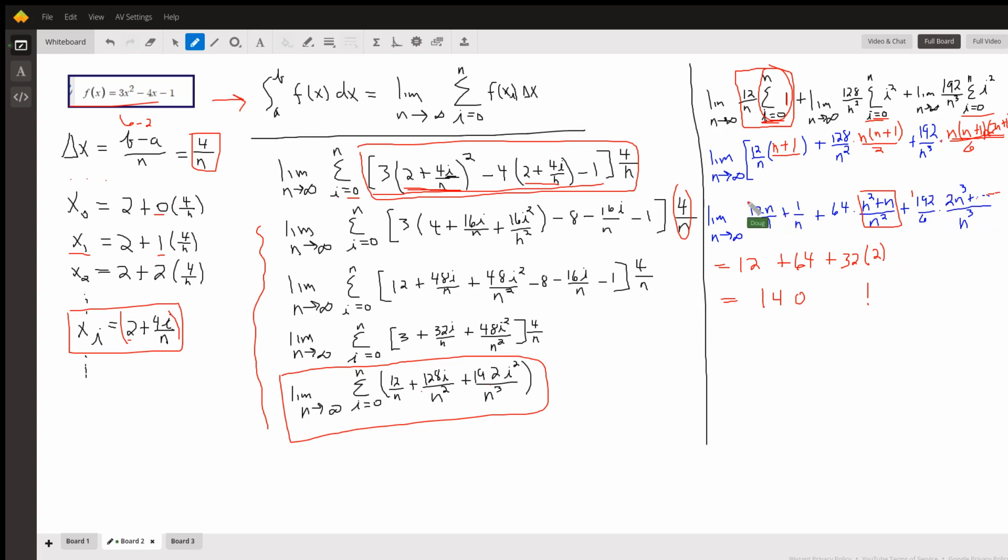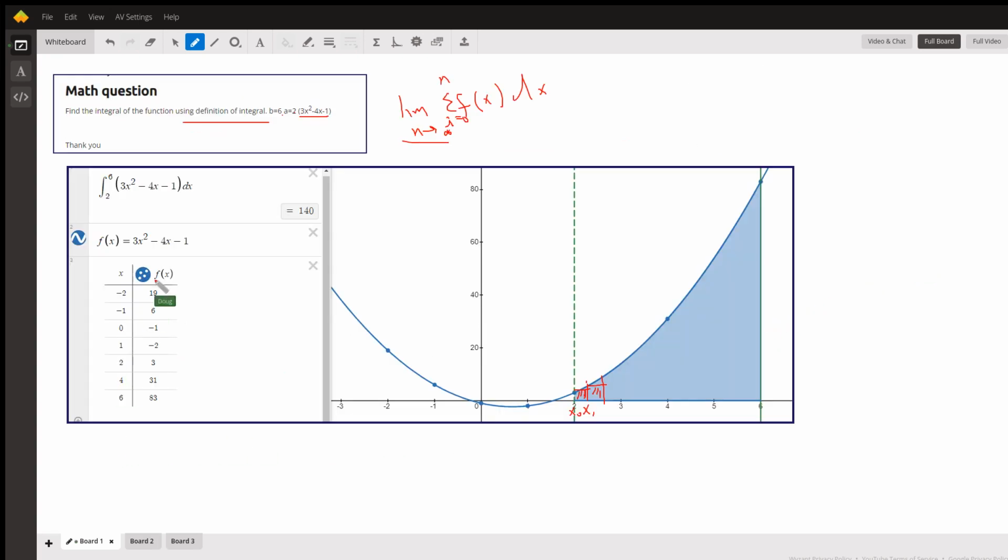So this limit is 12 as n approaches infinity. This is 0. This is 1, because the rational function has the same degree in the numerator as the denominator. So you could picture a plus 1 here if you wanted to. And 6 into 192 is 32 times this limit, which is 2, the coefficient of the n cubed. That gives us 140, and that's what we got from Desmos by evaluating the definite integral using the fundamental theorem of calculus. So 140 is your answer.